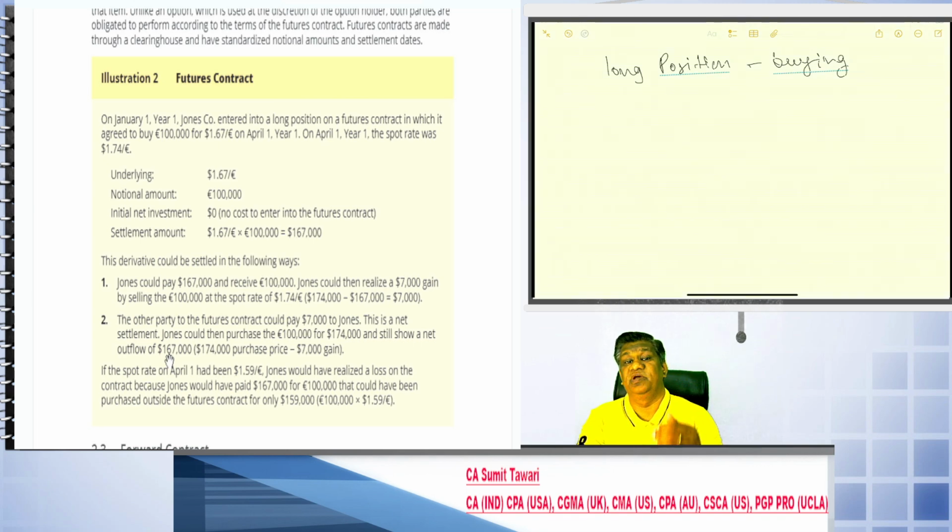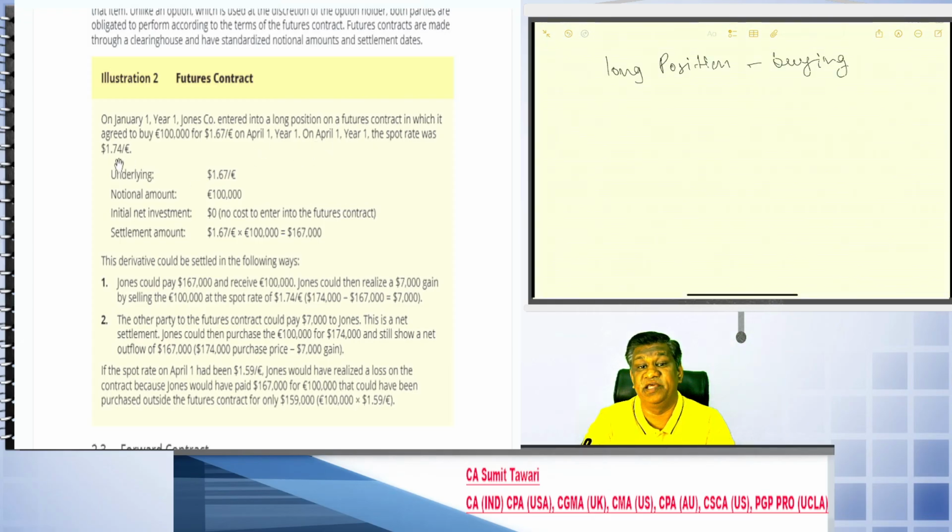So he is under an obligation to buy at 1.67. The underlying amount is 1.67 dollar per euro and the notional amount is 1 million. The initial net investment is 0. The settlement amount is basically 167,000. So the derivative could be settled in the following ways. On April 1 it is 1.74 dollar.